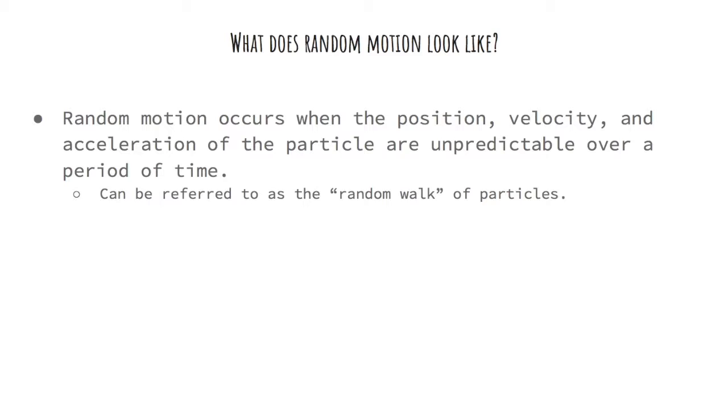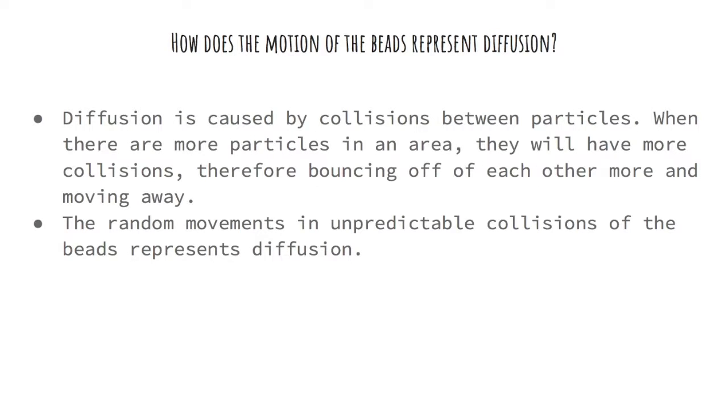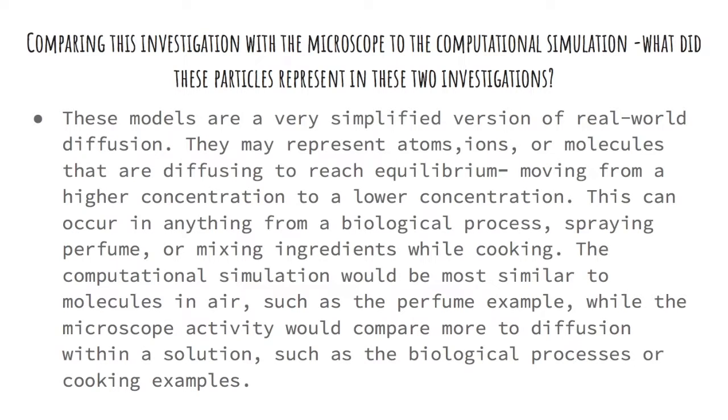Random motion occurs when the position, velocity, and acceleration of the particle are unpredictable over a period of time. This can be referred to as the random walk of particles. Diffusion is caused by collisions between particles. When there are more particles in an area, they will have more collisions, therefore bouncing off of each other more and moving away. The random movements and unpredictable collisions of these beads represent diffusion.